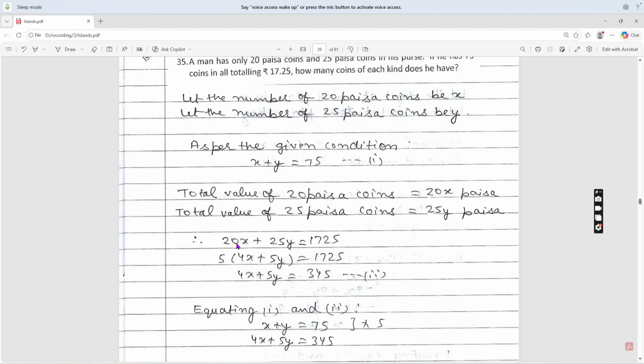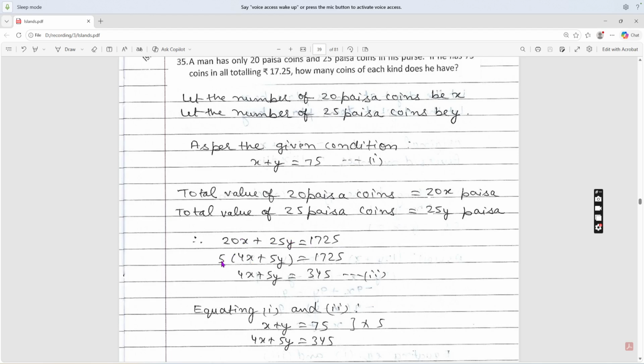The total amount of 1725 is going to be obtained by multiplying the number of 20 paisa coins with 20 and the number of 25 paisa coins with 25, that is 25y. So here it is the money. x is the number of 20 paisa coins, so total money would be 20x. y is the number of 25 paisa coins, so total money would be 25y. And in total, we are getting 1725.